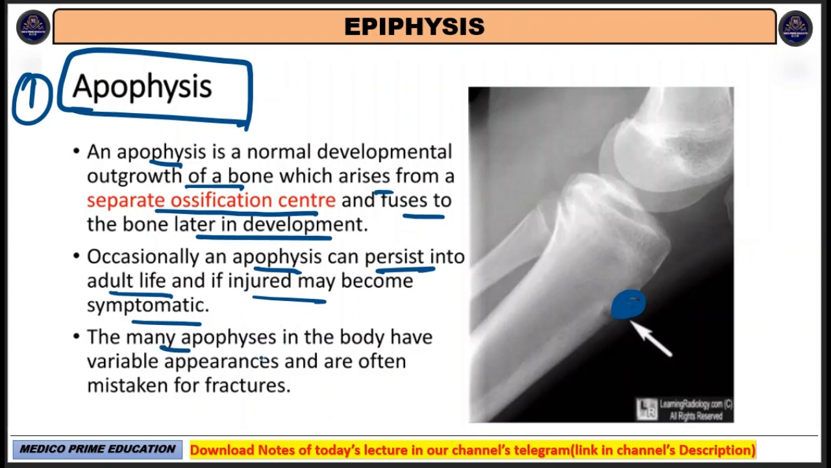So the many apophyses in the body have variable appearance and are often mistaken for fractures. So most important here, there may be a fracture in your life also, and there may be a symptomatic injury. Maybe also you can see in this point. Okay, so you have to be aware of that type of fractures. Okay, so this was all about the epiphysis.